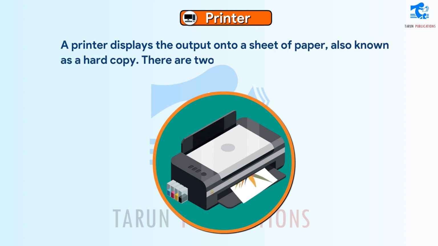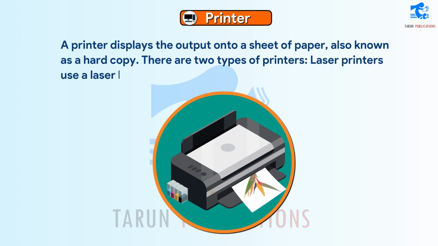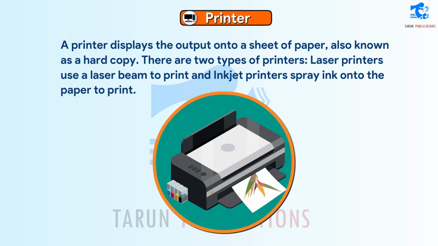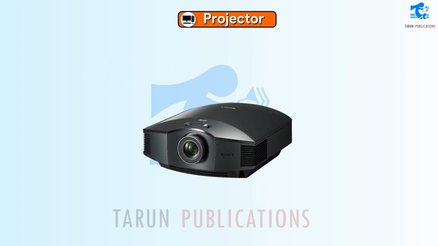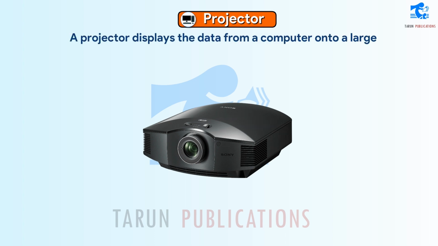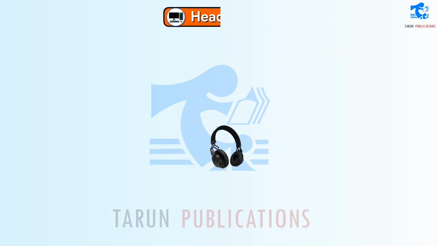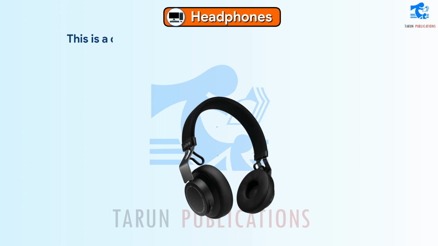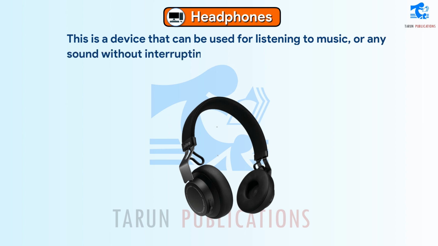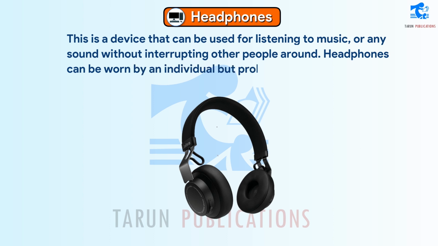There are two types of printers. Laser printers use a laser beam to print, and inkjet printers spray ink onto the paper to print. Projector. A projector displays the data from a computer onto a large screen or surface for the audience to see. Headphones. This is a device that can be used for listening to music or any sound without interrupting other people around. Headphones can be worn by an individual, but prolonged usage can cause hearing problems.